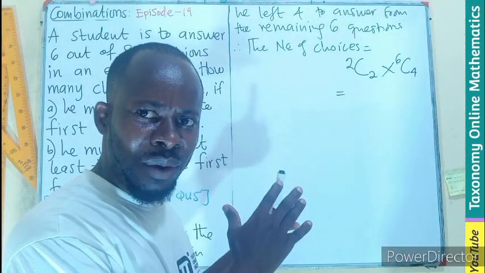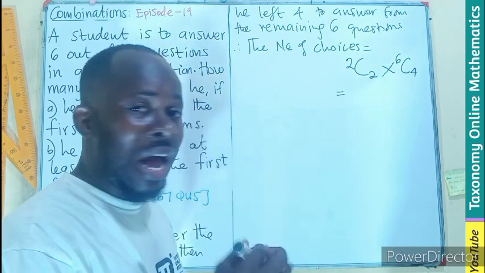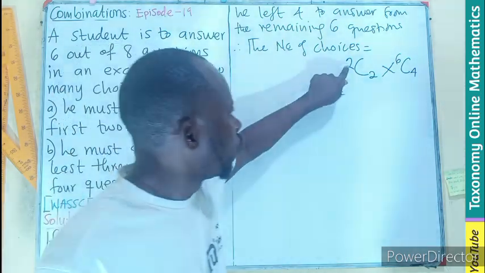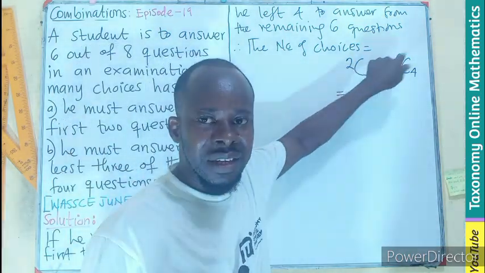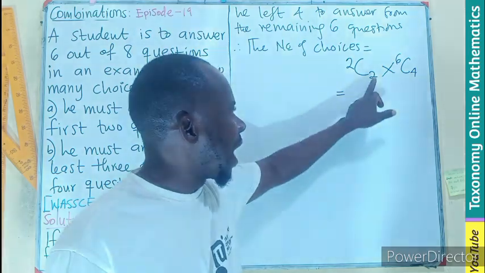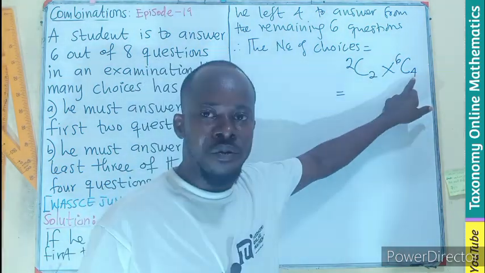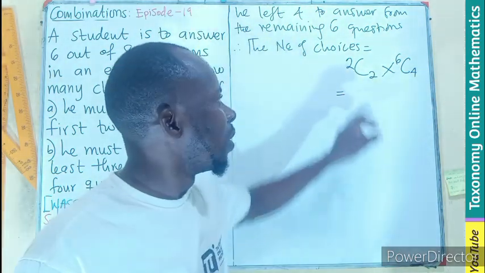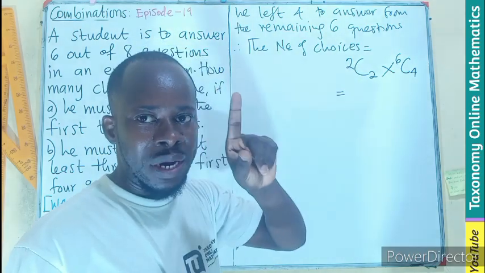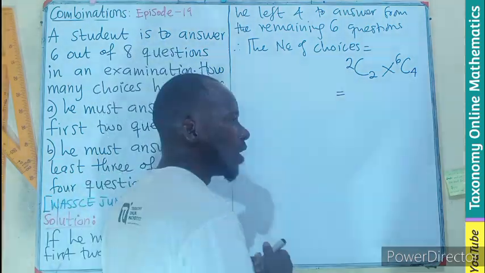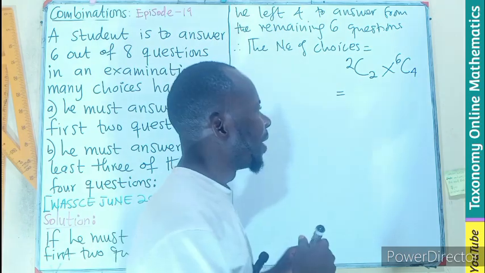I guess the analogy we use is clear. You have to answer 8 questions in all. So 2 plus 6, 8 questions. You are answering 2 plus 4, 6. So 6 out of 8. We know 2 combination 2 is the same as 1. If you can check from the previous episode, if you have n combination n, you have 1.